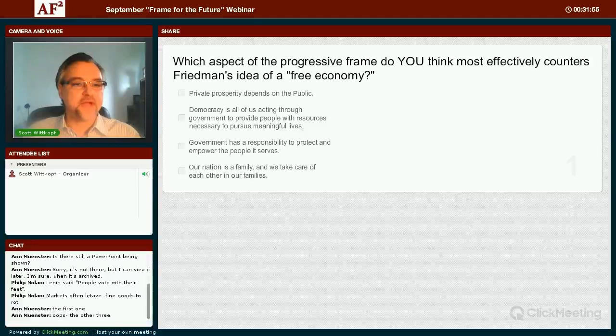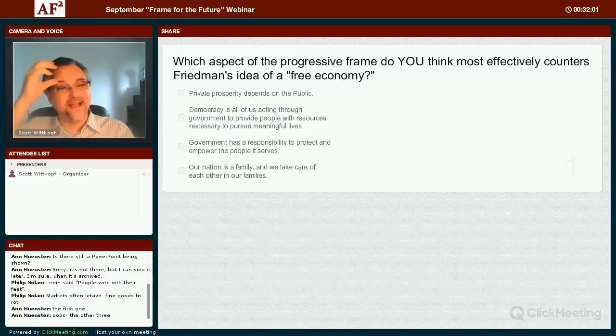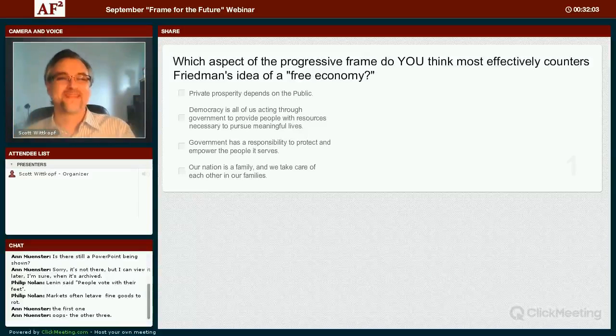And Philip, you're absolutely correct that markets often leave fine goods to rot. Although at the Dane County Farmers Market, they try to give a lot of it away to the food pantries. So, socialists.